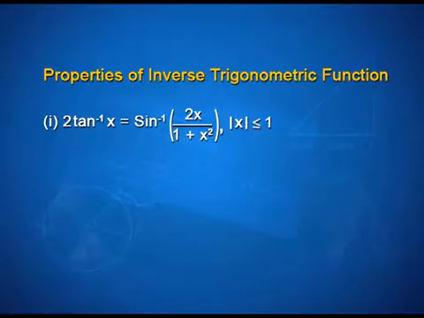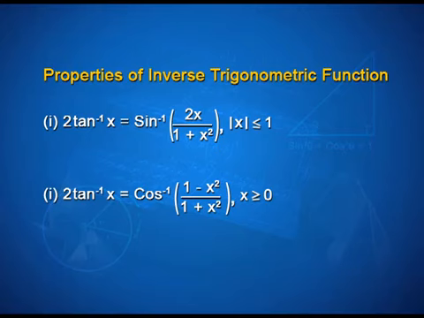The sixth property in your textbook suggests that twice of tan inverse x is equal to sine inverse of 2x by 1 plus x square, where again there is a restriction on x for the function to be defined. So, mod of x is less than or equal to 1, and twice of tan inverse x is cos inverse of 1 minus x square by 1 plus x square, where x is greater than or equal to 0. Again, if you think about a relation where you have sine 2 theta connected with tan theta, you will get the proof for this. Sine 2 theta is equal to 2 tan theta by 1 plus tan square theta.